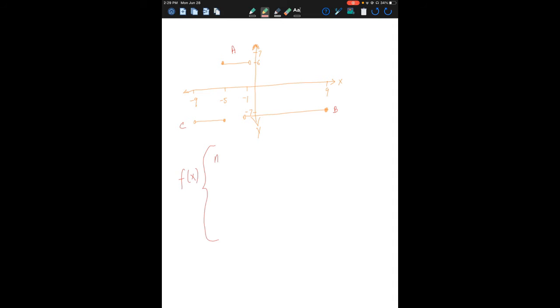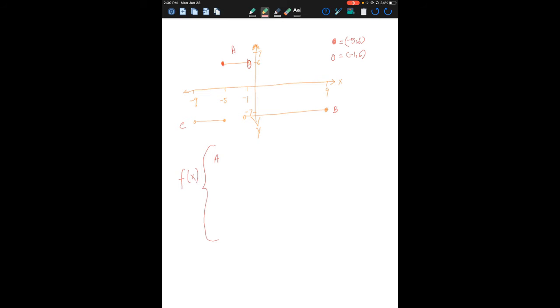Now let's look at function A, which is the piece. You see there is a shaded circle at negative 5 and it's empty at negative 1. So what does the shaded mean? The shaded means that the function includes that value, which is negative 5, 6. That's included in the function. The empty one is negative 1, 6, which is not included in the function. Not included.